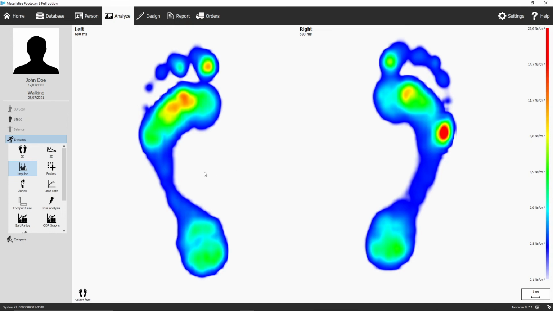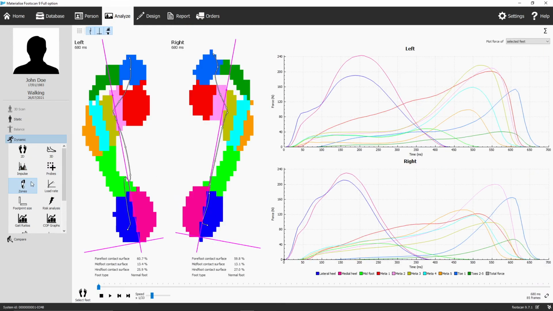The zone option is an exciting feature. However, it might be too complex for your patient. On the left, you see both right and left foot divided into 10 anatomical zones. On the right side of the screen, you see the force applied to each of these zones.